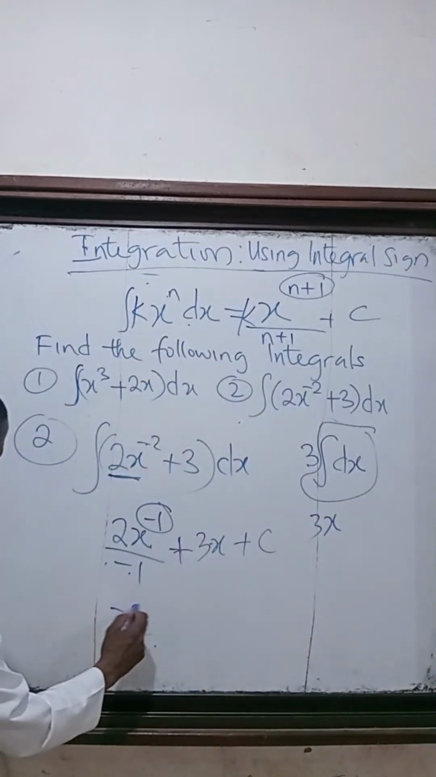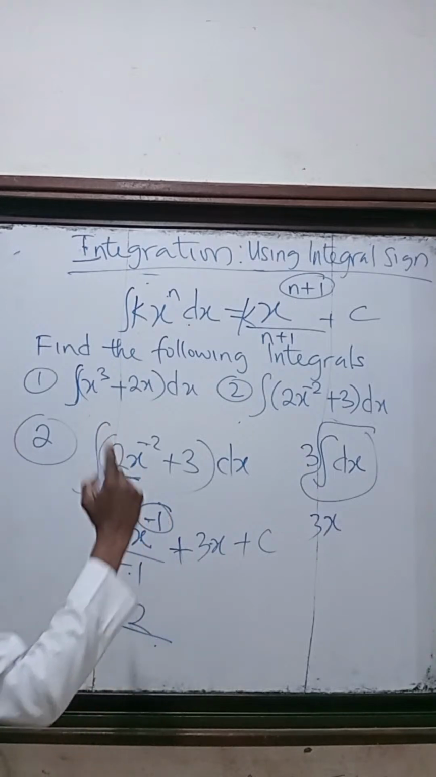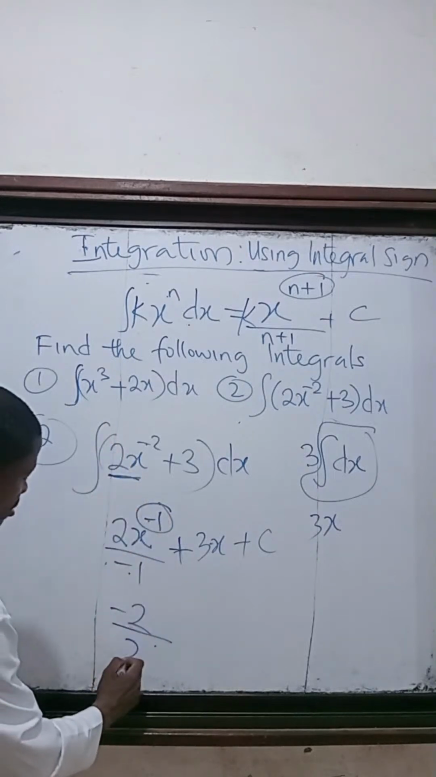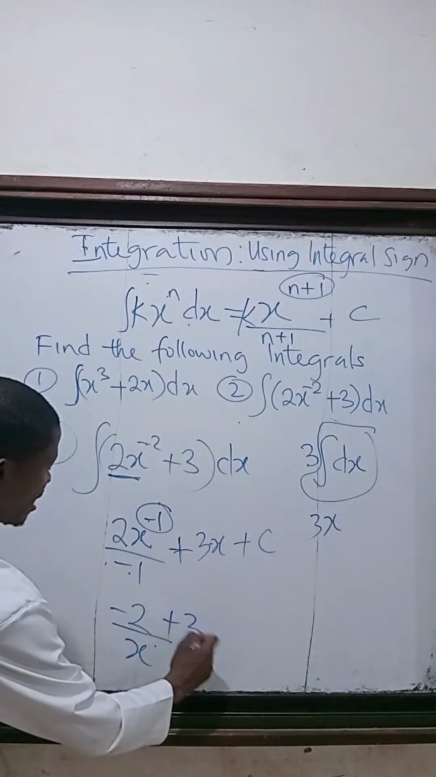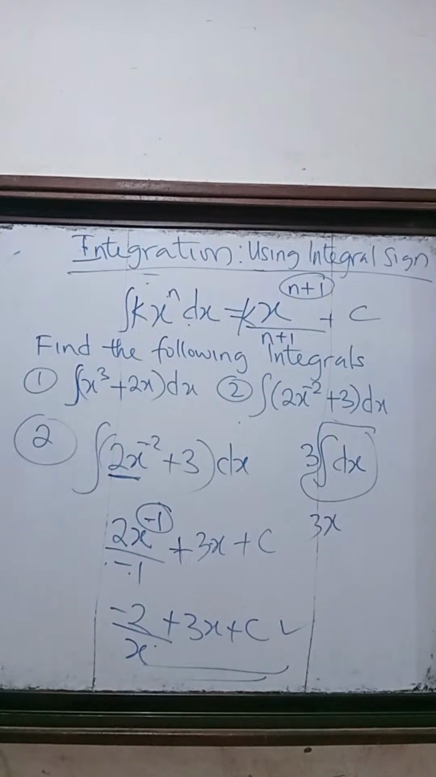This minus that minus 2. This x to the power minus 1, that will be what? Times 1 over x. Times 1 over x plus that 3x, and then plus c. And that finishes the solution to that.